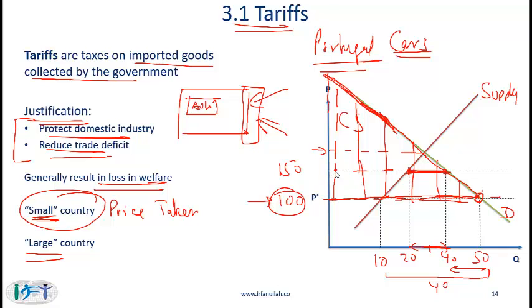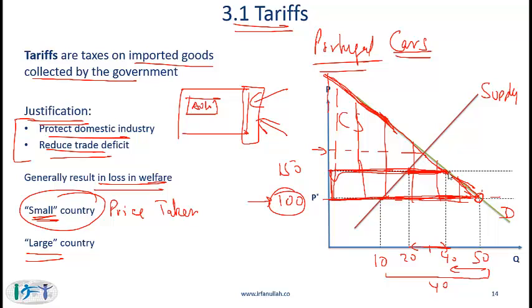When the tariff is imposed, then the price comes up to 150. So this area over here is consumer surplus that has been lost. So there is a substantial reduction in consumer surplus. On the next slide, we'll go over an example where you need to calculate the loss in consumer surplus.